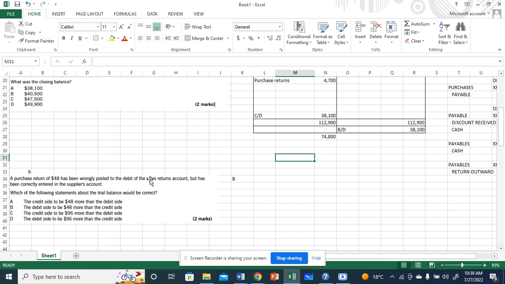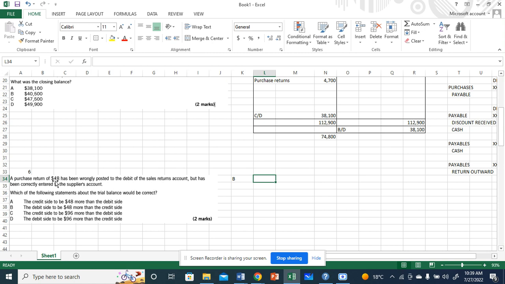So since this is a one-sided error, when you go to your trial balance, what you're going to notice is that your debit side is going to be $48 more than your credit side, because you have debited the wrong account.